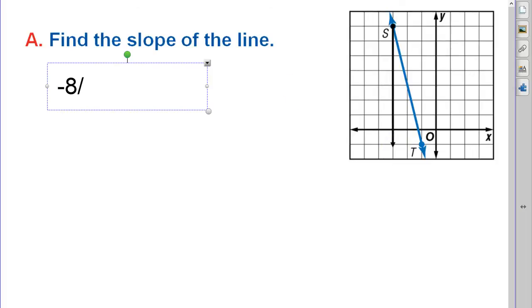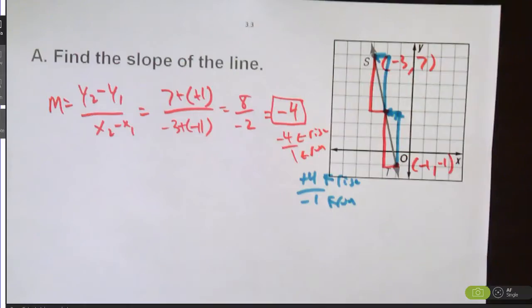And then I'm going to go from here right 2 to get to T. So negative 8 over 2. I'm going to simplify that. Negative 4. So you can either do it visually, or you could do it using the slope formula like I did here. Okay. All right, another problem that you've got there on your sheet: find the slope of the next line.